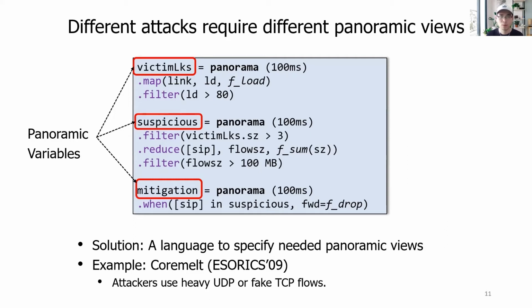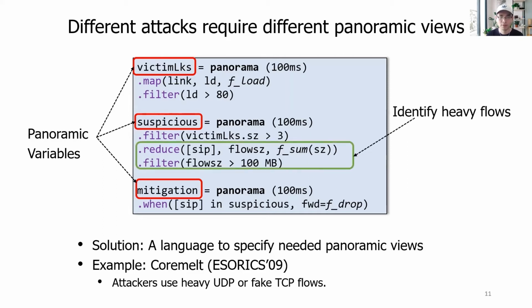The code body defines how to compute the panoramic variables. And the core logic for this defense is to use a reduce operator to aggregate the flow sizes and use a filter operator to identify heavy flows.